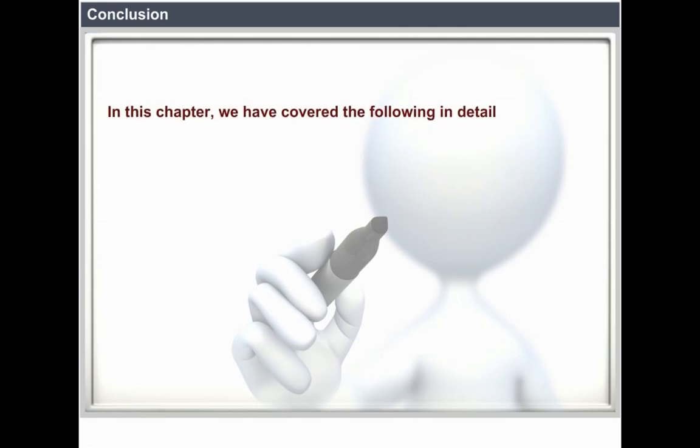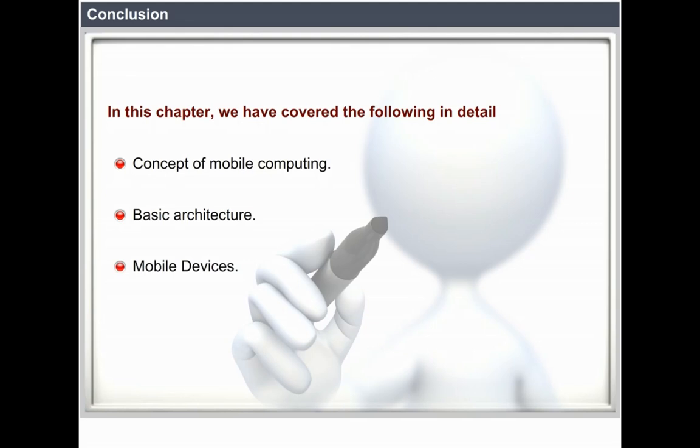Conclusion. In this chapter, we have covered the following in detail: concept of mobile computing, basic architecture, mobile devices, limitations of mobile devices.